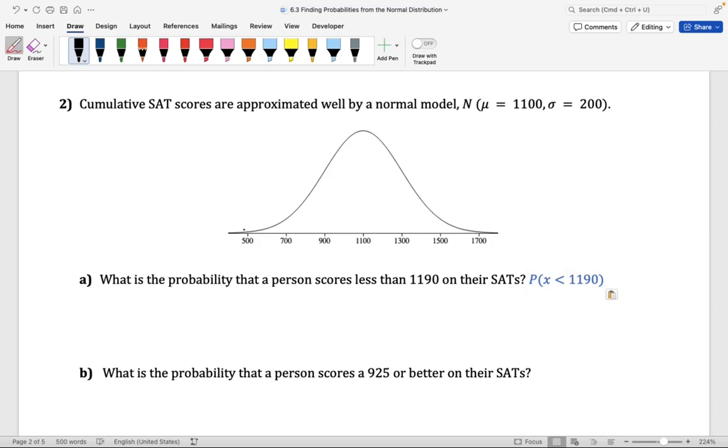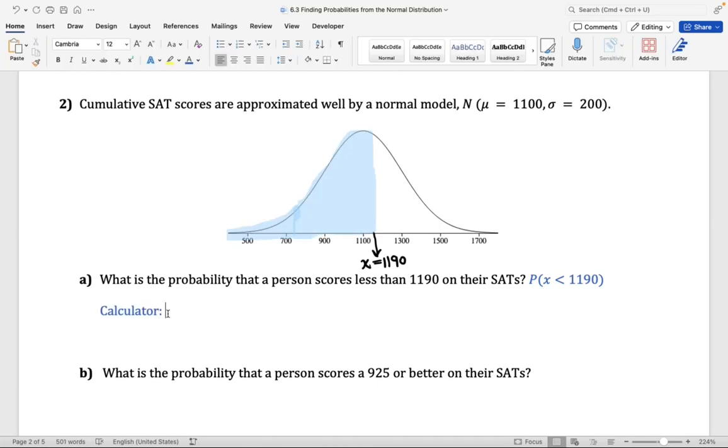I'm just going to be using this image above, because it's a little bit bigger and you can see it better on your screen. We're trying to visualize this area. We are finding the area below 1,190. 1,190 is around here. We don't have to be exact. This is just an approximation, just so that we can visualize the area. We are finding the area below this X value.